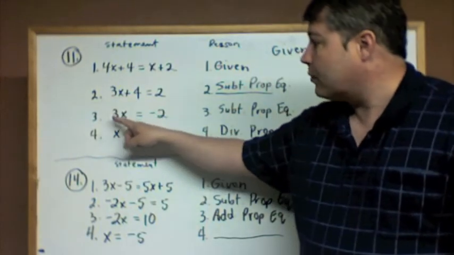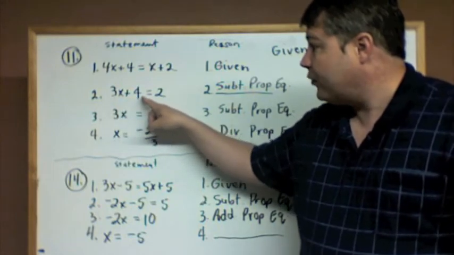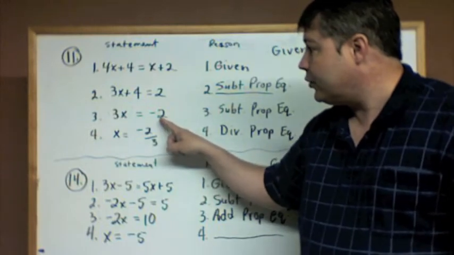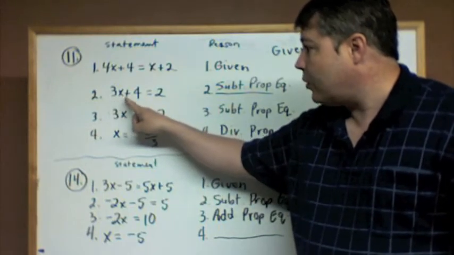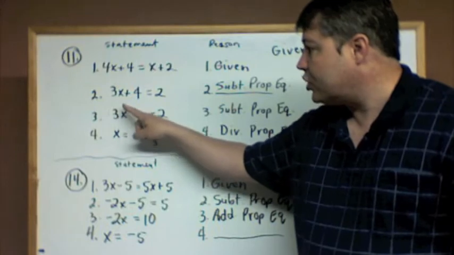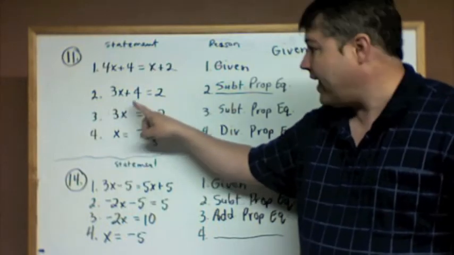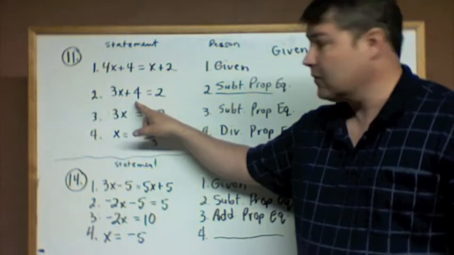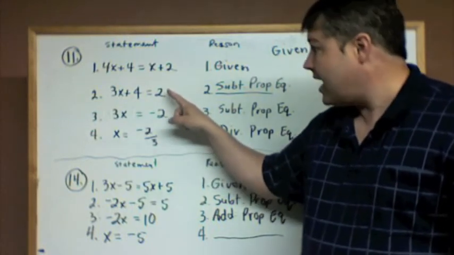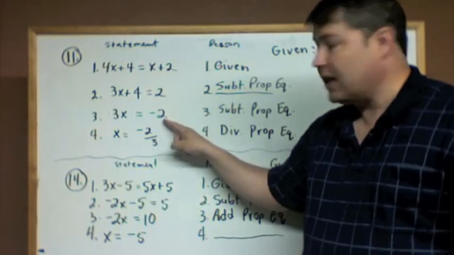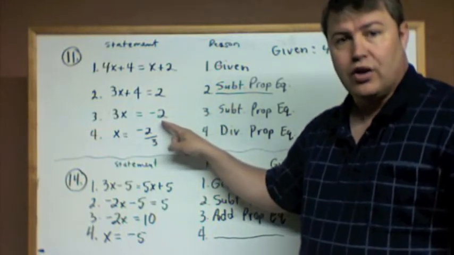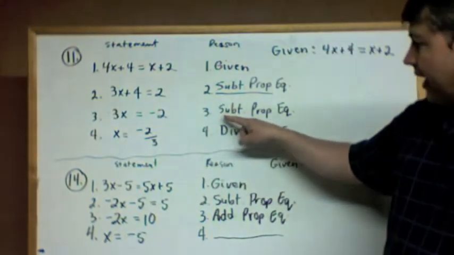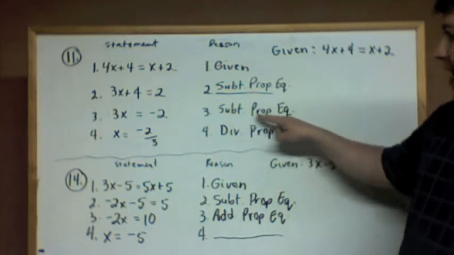Now, from number 2 to number 3, they said 3x plus 4 equals 2, and then 3x equals negative 2. Look at the left-hand side of this equation and the left-hand side of that equation. What did they do? Well, they got rid of this 4. How do you do that? Well, you subtract 4, right? Did I subtract 4 from the other side? Is it true that 2 minus 4 is negative 2? Yeah. So since I subtracted 4 from both sides of the equation, then the reason for that step, again, will be subtraction property of equality.